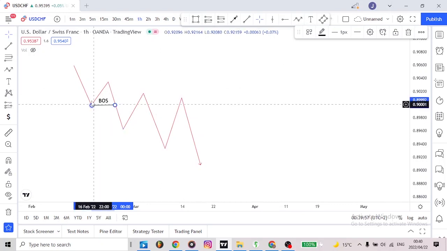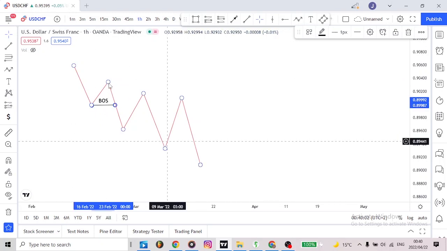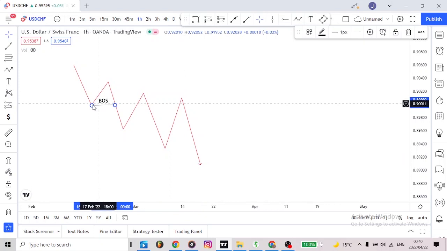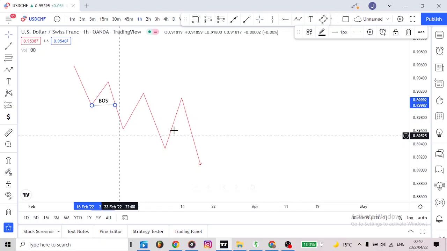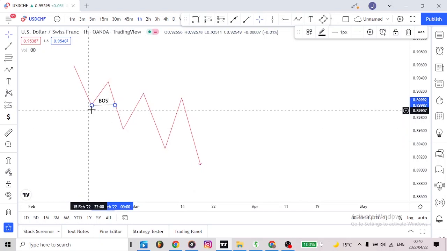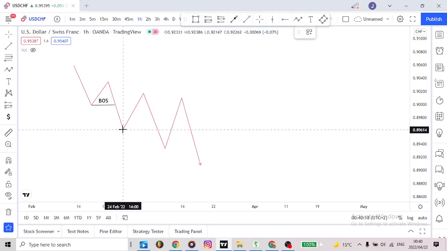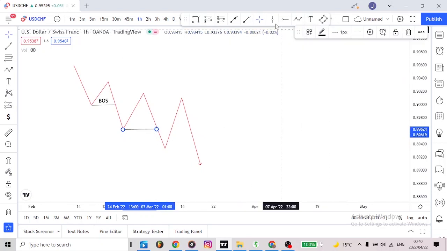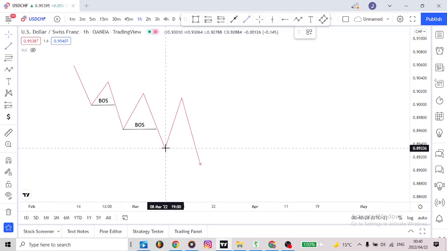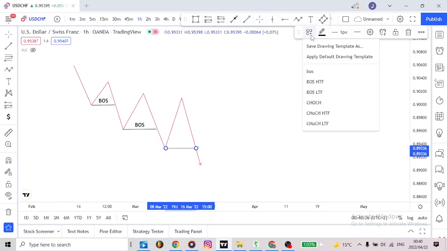As you know, in a downtrend we have lower lows and lower highs. This is a lower high, lower high, lower high, lower low, lower low, lower low. So in a downtrend, a break of structure is a push to the downside, taking out the previous low. So this would be a break of structure. This would be a break of structure. And also this would be a break of structure.